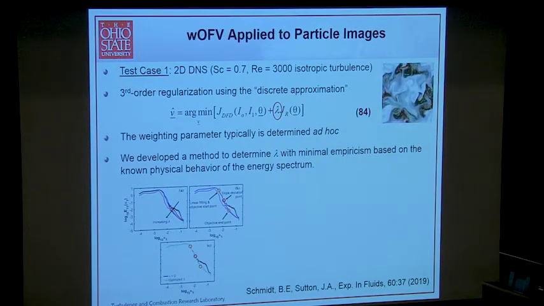Now, if we remove too much energy from the flow by making this lambda too large, you basically end up with a flow that's over-smoothed as well. So again, you want to find something. So again, the details are in this paper, but we automatically tune our lambda parameter.